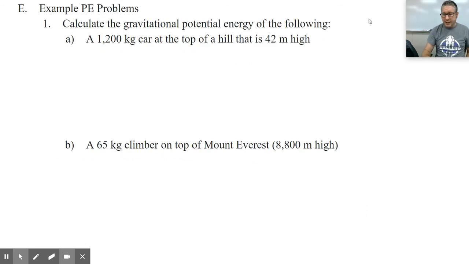So let's look at an example here. We are to calculate the gravitational potential energy of the following. We have a 1,200 kilogram car on the top of a hill that is 42 meters high. All right.